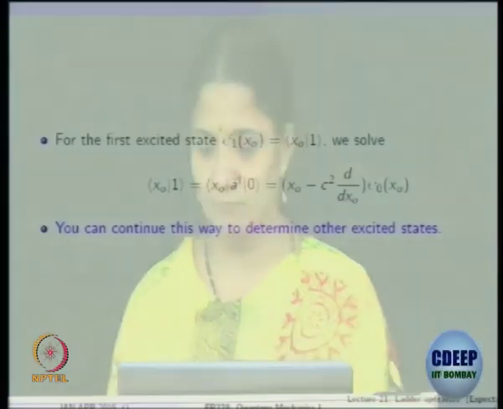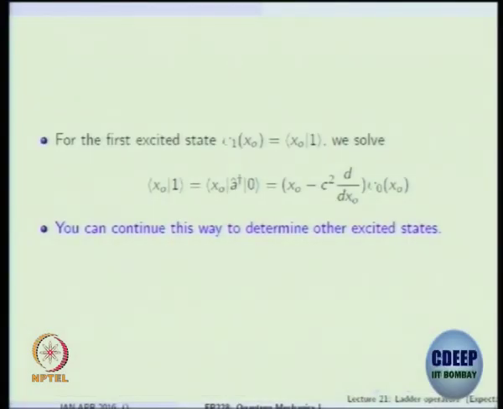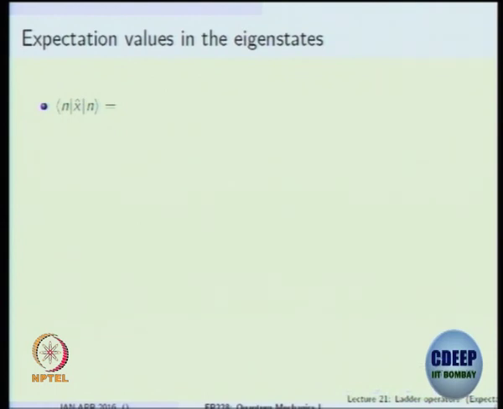So you can continue like this and determine all the other excited states. As a check, you can do the second excited state and see what you get. This we have already worked out. Expectation value of X is 0, right? And similarly, expectation value of P will also be 0.